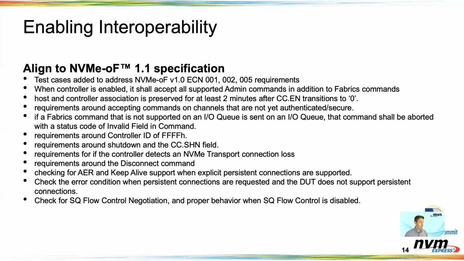So keep alive, of course, it's kind of like this heartbeat command that gets sent to say, hey, yes, this fabrics connection over the network is still alive. But there's some special cases there when explicit persistent connections are supported. So we added some test cases for that. And then what to do if a persistent connection is requested, but the device doesn't support it. How do we handle that? And some other tests as well.